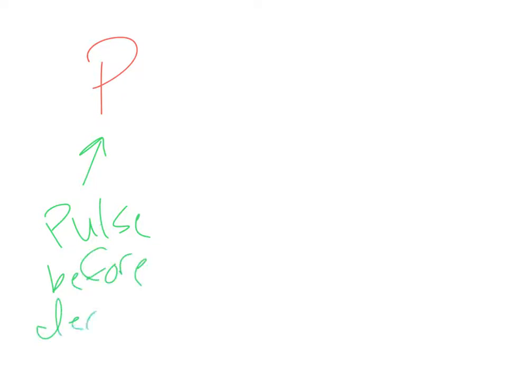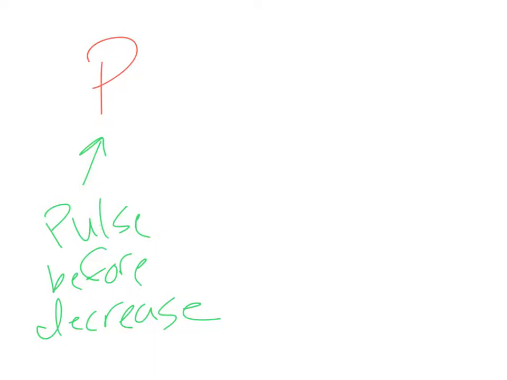So I'm going to go ahead and use P for pulse. This tells me that this P stands for the pulse before the decrease. So that means everything else I do to this P, I have to go according to whatever that is before the decrease.